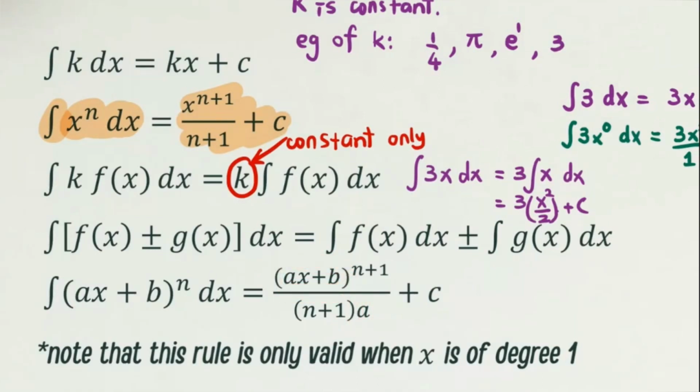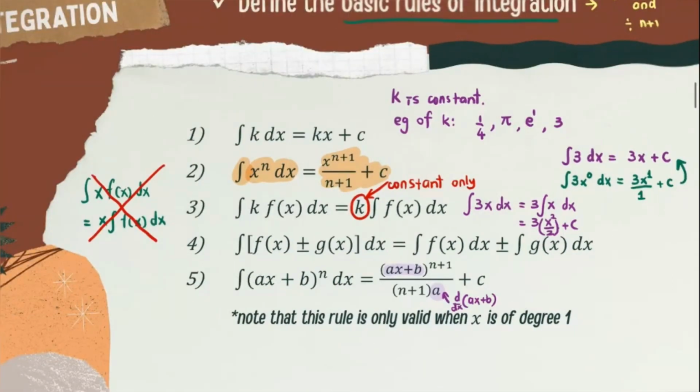Okay, a ni datang daripada kamu differentiate ax plus b. So d over dx of ax plus b. Okay, tetapi rules number 5 ini hanya boleh diguna pakai apabila function yang dalam ini adalah linear sahaja. Maksudnya dia punya degree adalah satu sahaja. Nampak tak? Note that this rule is only valid when x is the degree of 1.